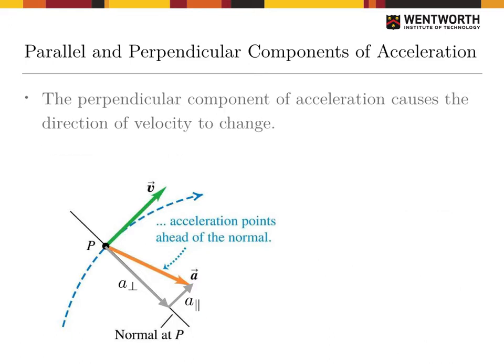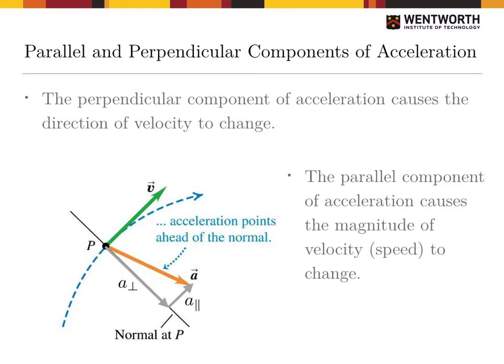The perpendicular component of the acceleration causes the direction of the velocity vector to change. It does not affect the magnitude of the velocity vector. The parallel component of the acceleration is what causes the magnitude of velocity to change. In other words, the parallel component of the acceleration acts to slow the object down or speed it up.